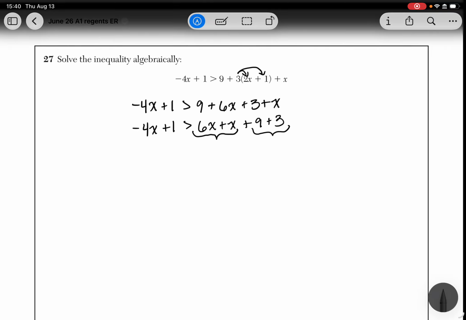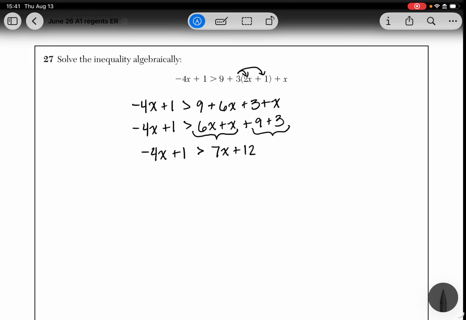Once again, don't forget your signs. In this case, all those values on the right side of the inequality are positive, but there can be times where they're negative. So making sure you don't forget that subtraction sign in front, aka the negative sign. So you have -4x plus 1 is greater than 7x plus 12.